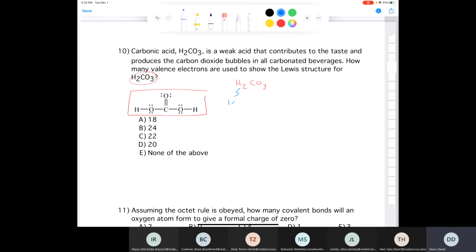Hydrogen has one valence electron. It's in group 1. There's 2 hydrogens. Carbon is in group 4. It has 4 valence electrons. And oxygen is in group 6. It has 6 valence electrons.